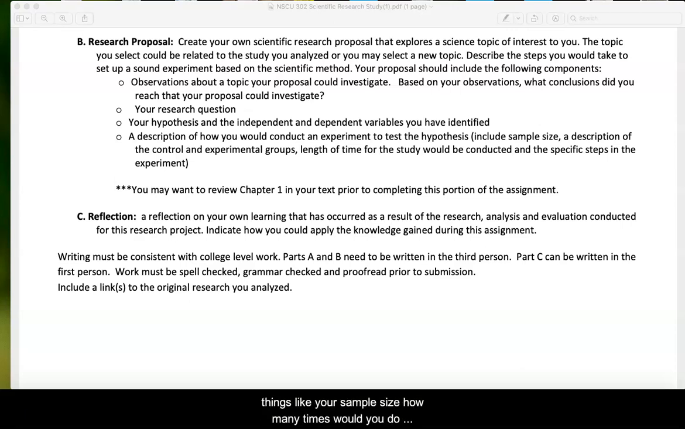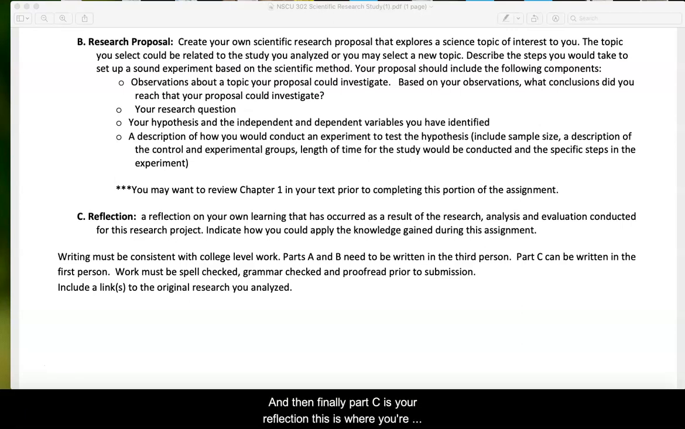Please include things like your sample size. How many times would you do this experiment? Or how many people would you interview? A description of your control and experimental groups and the length of time for the study to be conducted. Again, you do not need to do the experiment itself. You are simply writing up a proposal of how you could do this experiment. And again, you may want to review Chapter 1 in your text prior to completing this assignment, because that is where we went over the scientific method.